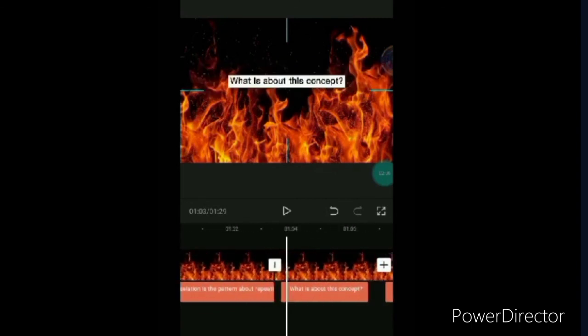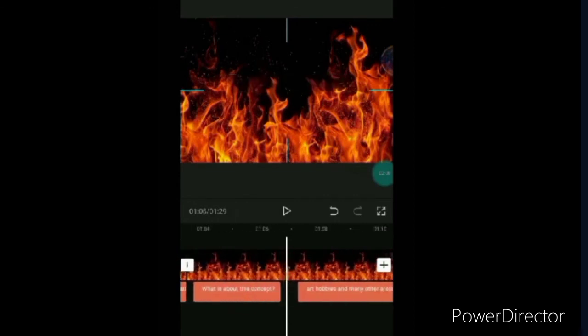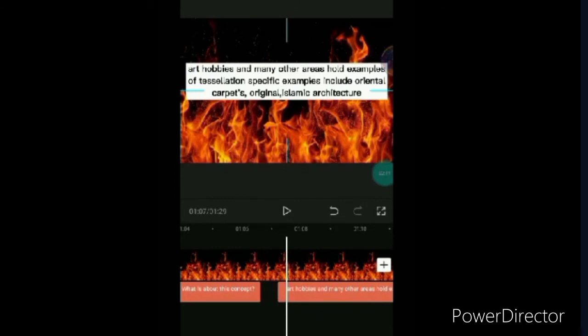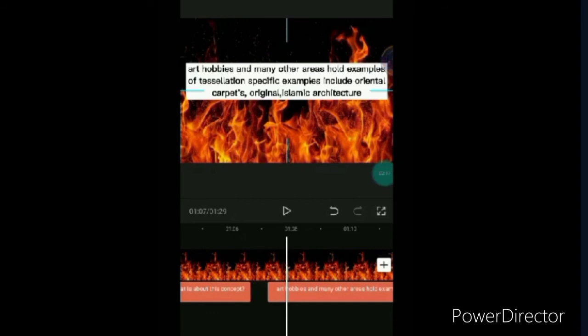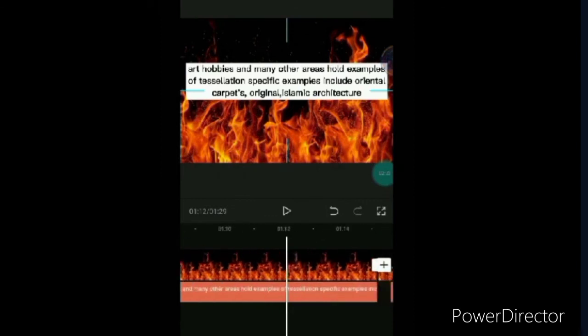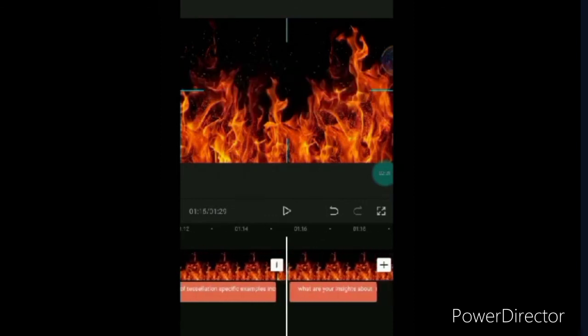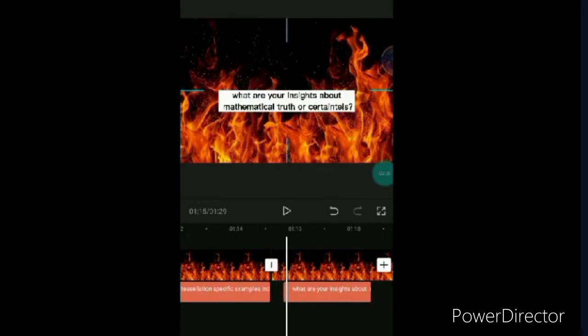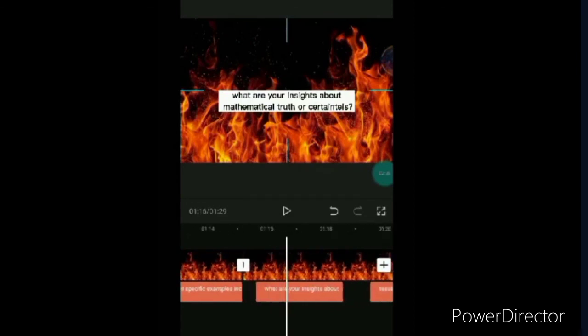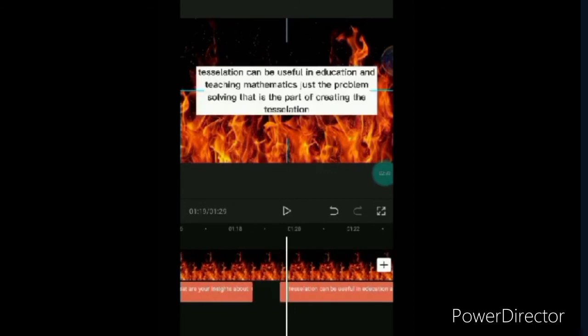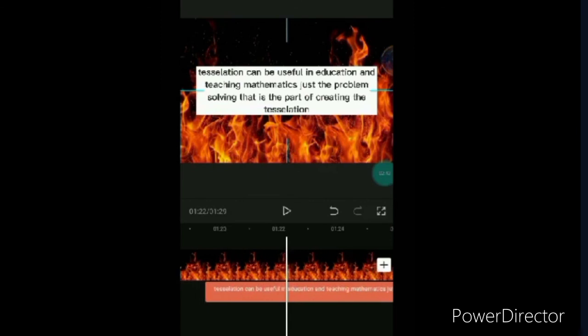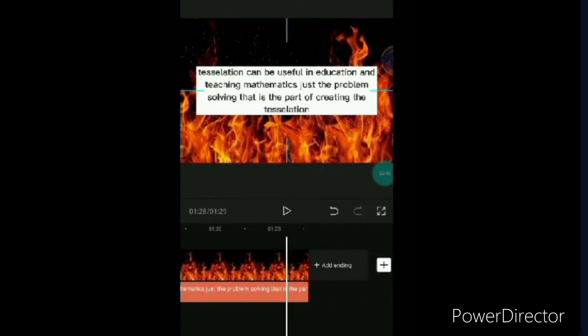The second question is, what are real-world examples of this concept? Art, hobbies, and many other areas hold examples of tessellation. Specific examples include Oriental carpets or regional Islamic architecture. The third question is, what are your insights about mathematical truths or certainties? The answer is, tessellation can be useful in education and teaching mathematics, as problem solving is part of creating the tessellation. So that's all. Thank you.